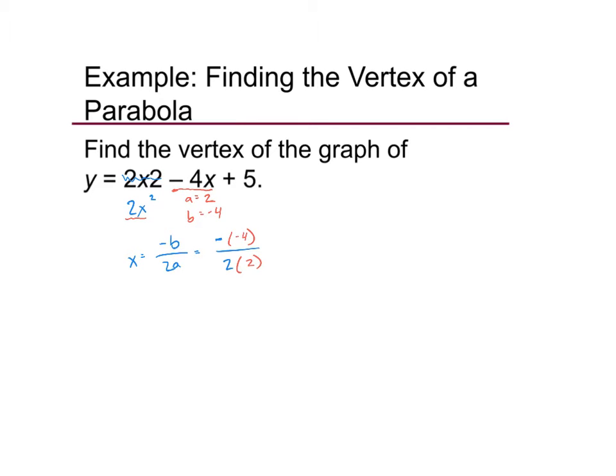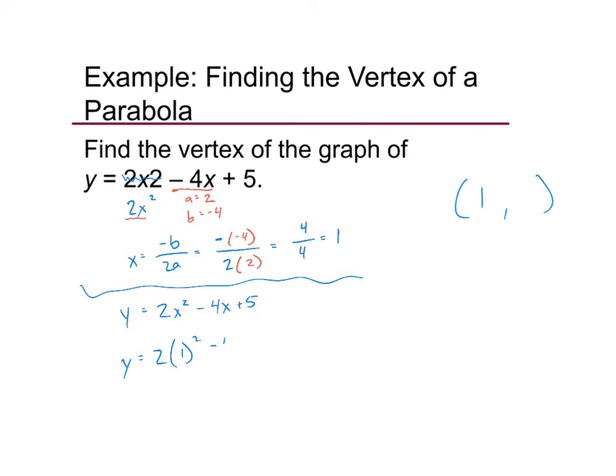All right, simplifying that, negative negative 4 is positive 4. Over 2 times 2 is 4. So that simplifies to 1. Okay, so the x-coordinate of our vertex, let me write it down over here, is 1. But we still have a little bit more work. We have to find the y-coordinate. Okay, so I'm going to rewrite my quadratic equation down here. y equals 2x squared minus 4x plus 5. Substituting my x value into that will allow me to find the y-coordinate.